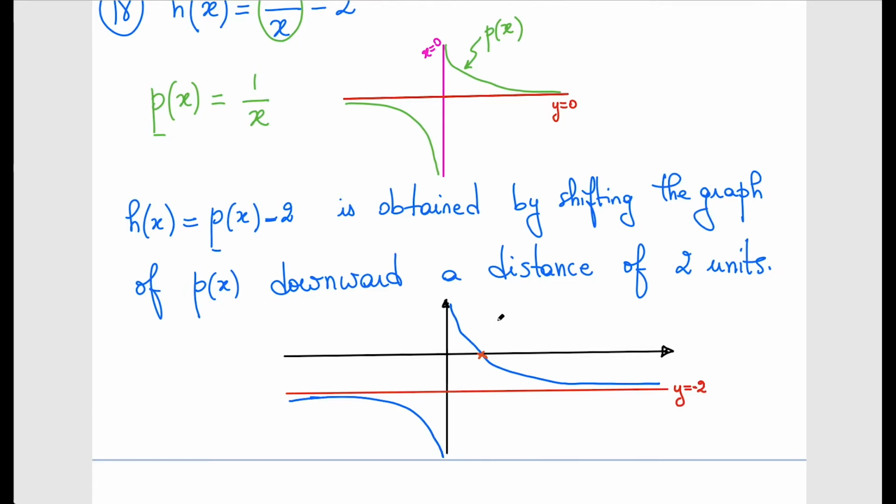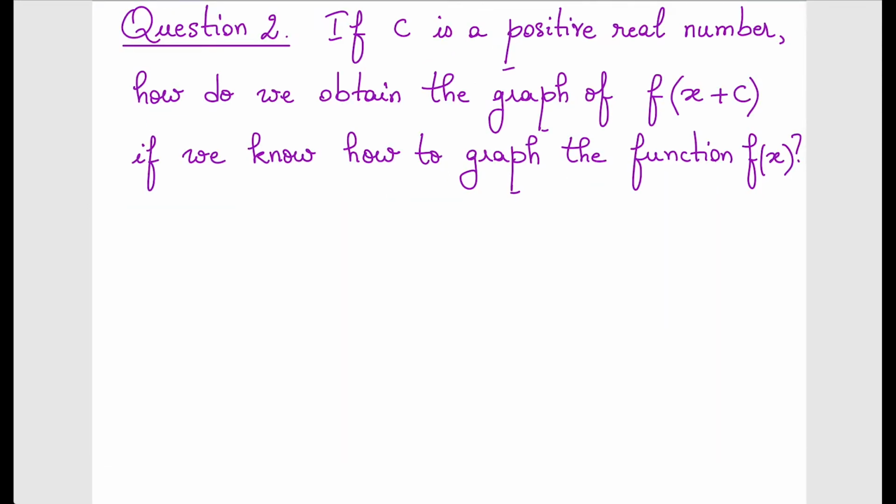So find this x-intercept. Okay? So find it and we'll discuss it in class. Let's now go to question number 2. And it goes like this. If you have a number c that's positive, how do we obtain the graph of f of x plus c?